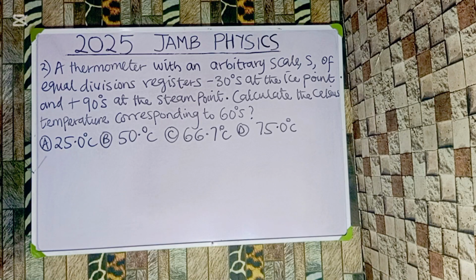A thermometer with an arbitrary scale X of equal divisions, resistance minus 30 degree X at the ice point and plus 90 degree X at the steam point. Calculate the Celsius temperature corresponding to 60 degrees X. I have option A to be 25.0 degrees Celsius, option B to be 50.0 degrees Celsius, option C to be 66.7 degrees Celsius, option D to be 75.0 degrees Celsius.